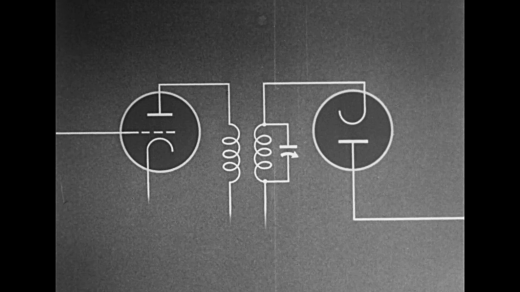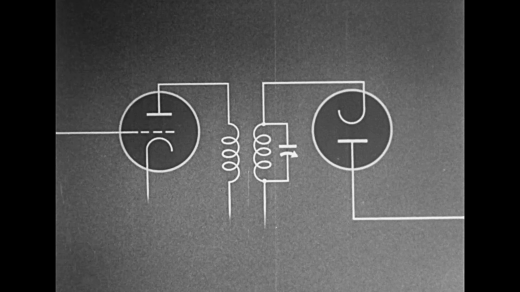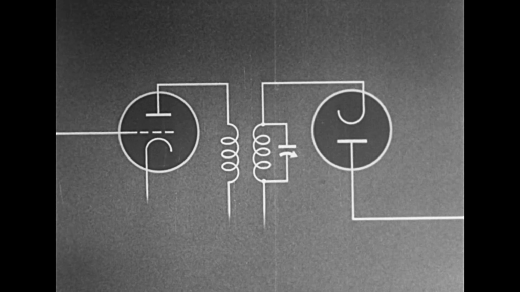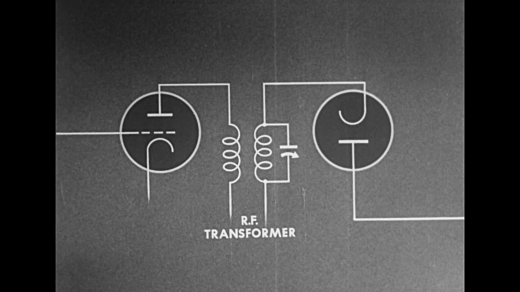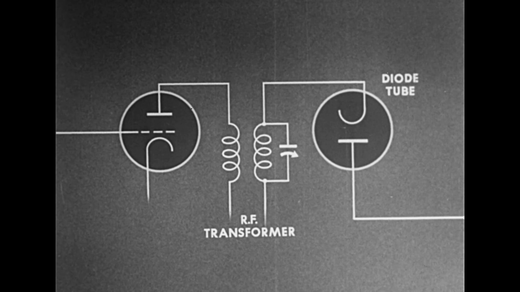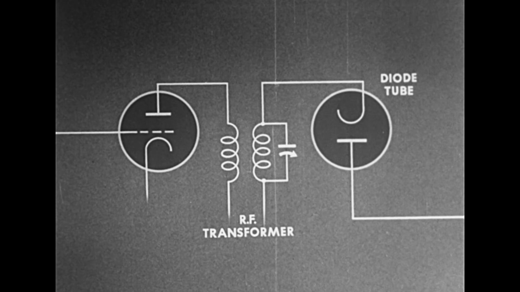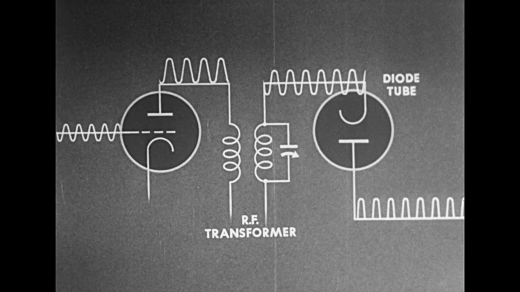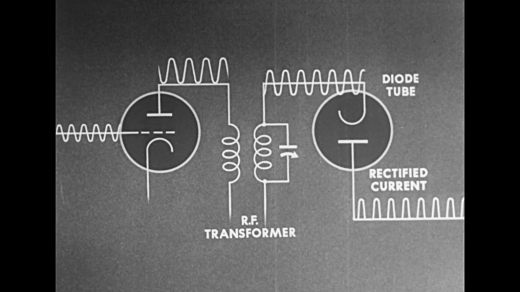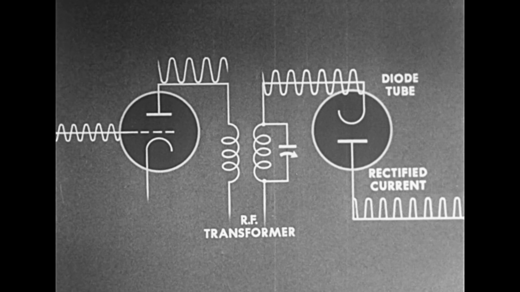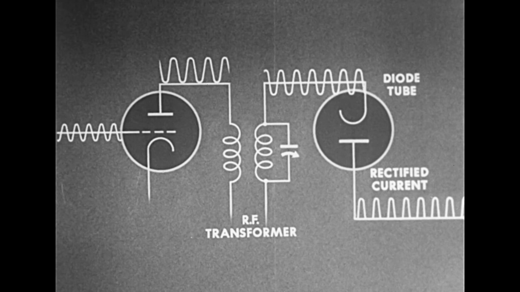If the plate output of a tube in a radio frequency amplifier is impressed through an RF transformer upon a diode tube, the wave will be rectified. The diode acts as a detector, just as it was seen to do when fed by the energy of the antenna alone. The output of the plate of the diode detector is a rectified current. Only half of each wave is able to pass the tube.